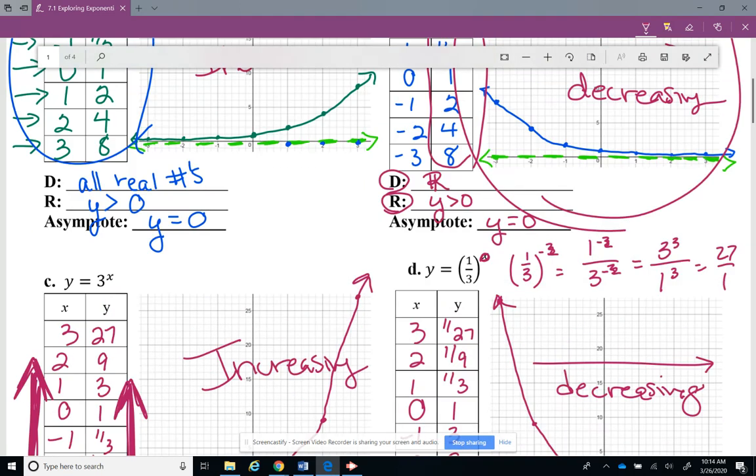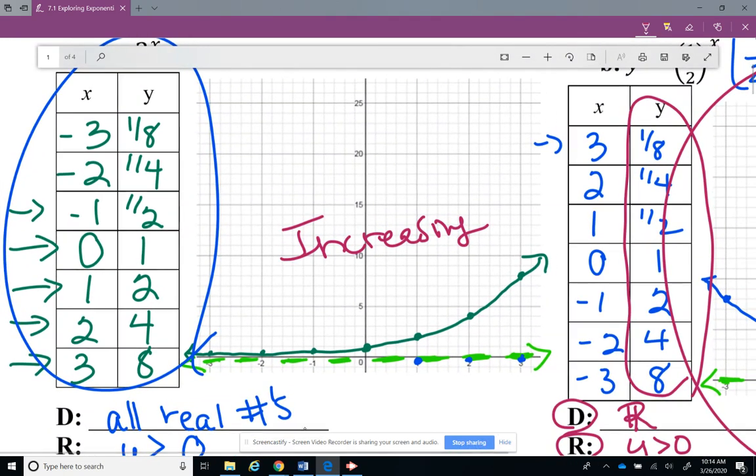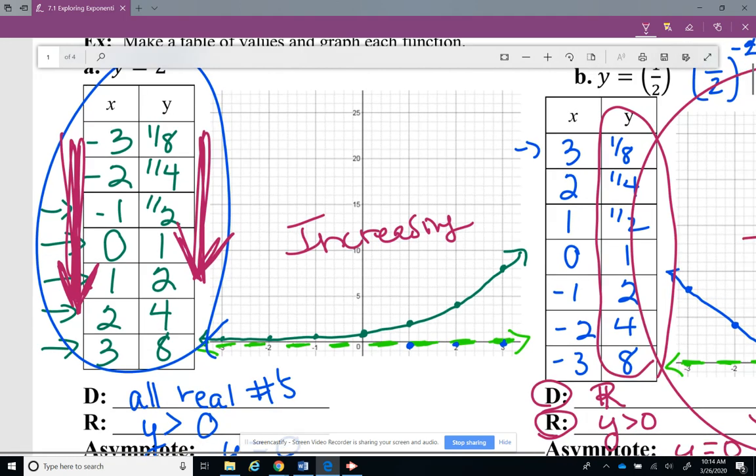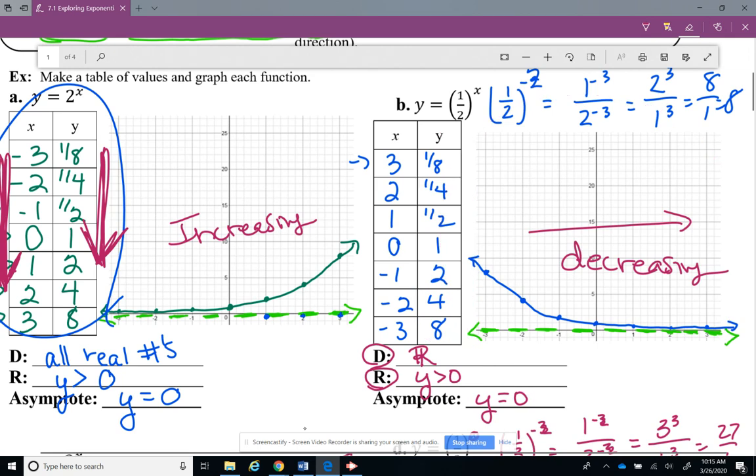It's increasing. Let's look at our other one, A. As x increases, now look, I'm just looking at the numbers. As the numbers get bigger for x, guess what? The numbers get bigger for y. So it's going to be opposite for an exponential decay. So let's look at B.